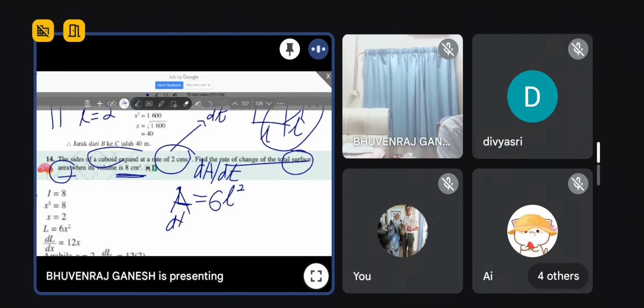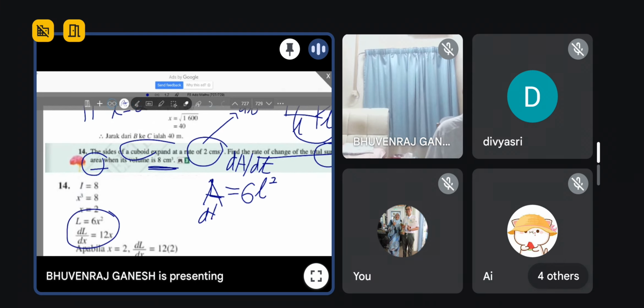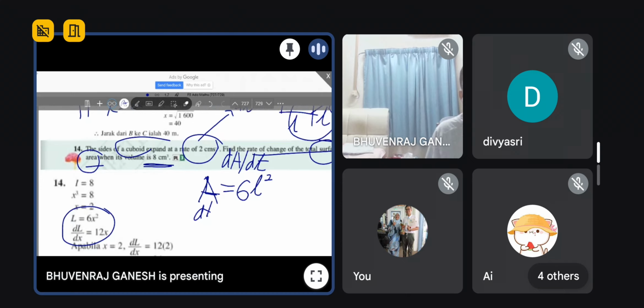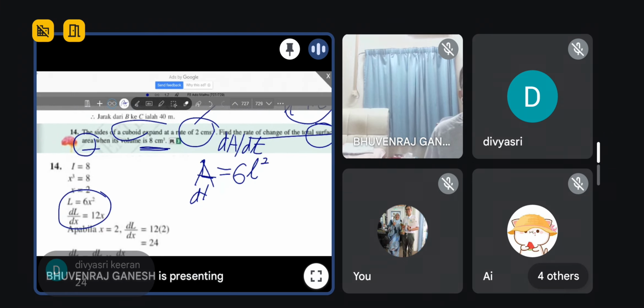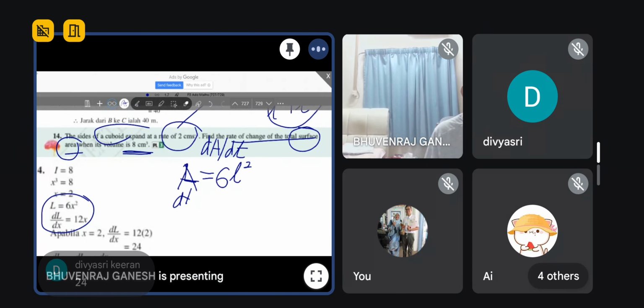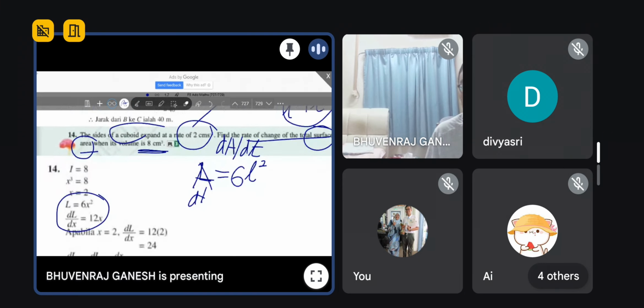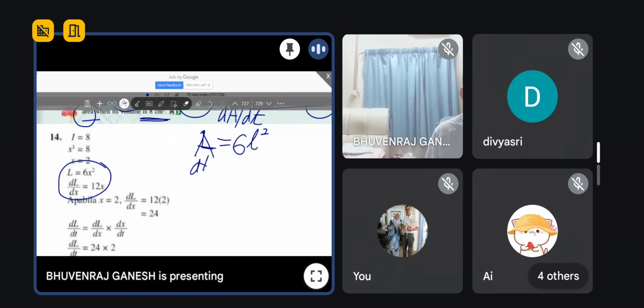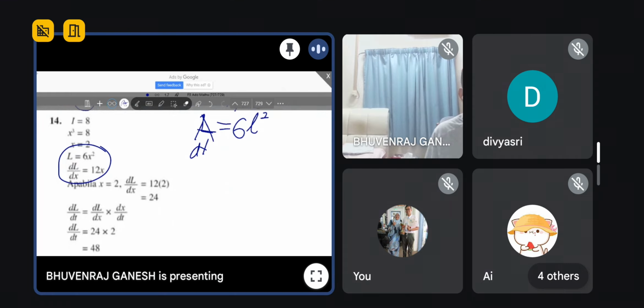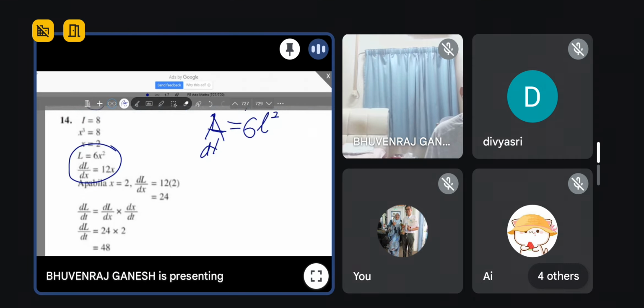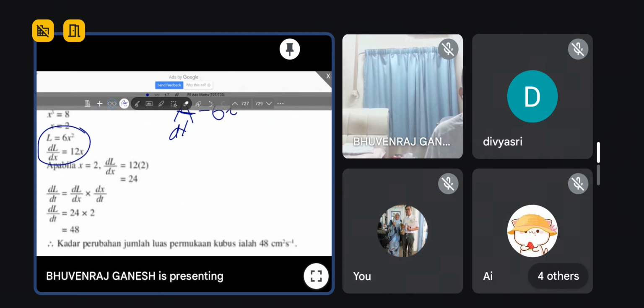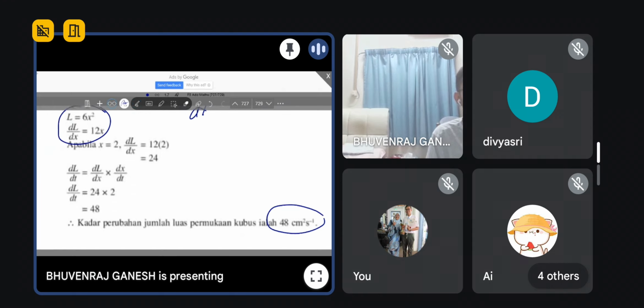So we differentiate, you will get this one. dA/dL is 12x, or any other symbol you like. Then x equals 2, because we just now got the length is 2, so it's 24. Then apply the chain rule, 24 times 2. The rate is 2, so your answer is like this. Finally you can put the unit also. Unit is quite important, so you can write the unit. It's cm square per second. Okay, guys, clear on this question?